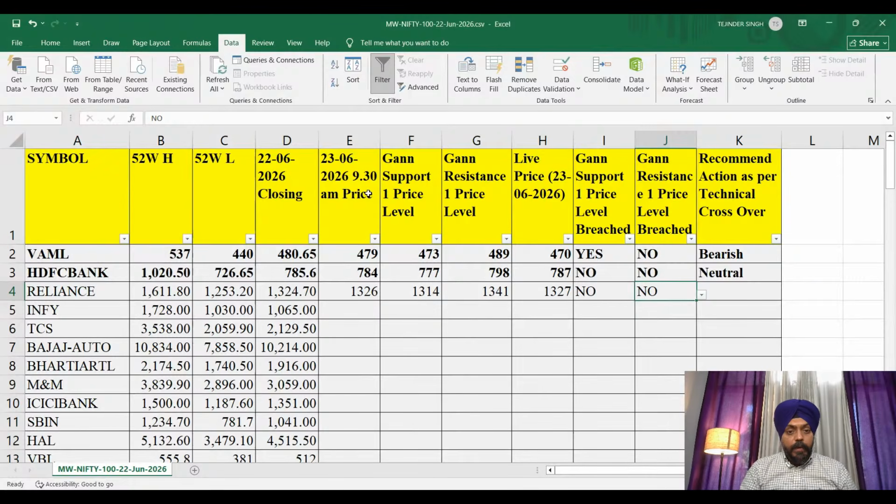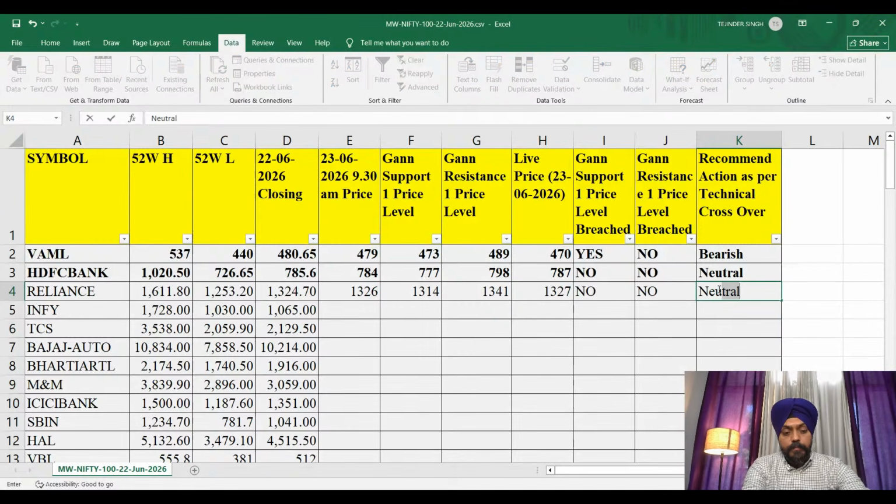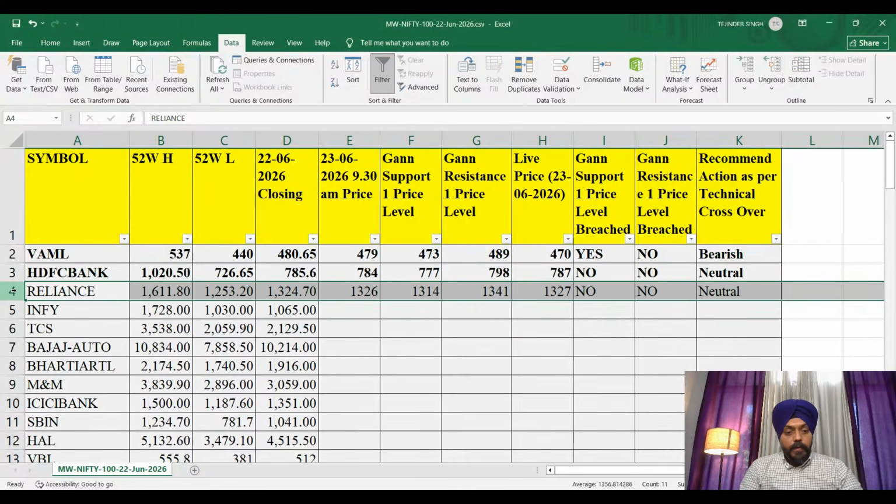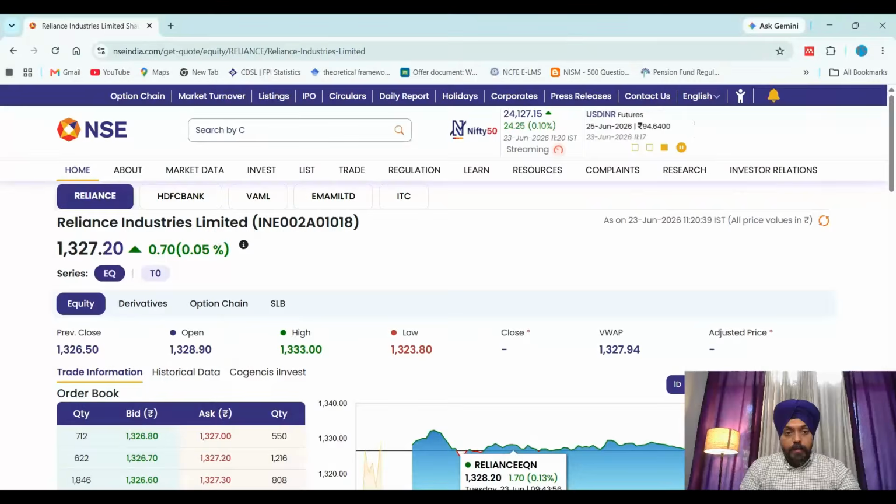So you can see that as of 9:30 it was 1326, and the live price is this much. Again, the support price has not been breached and the resistance has not been breached, so the stance is again neutral. Now let's go to the next stock, which is Infosys. Infy is the script code for Infosys. We'll type here Infosys.